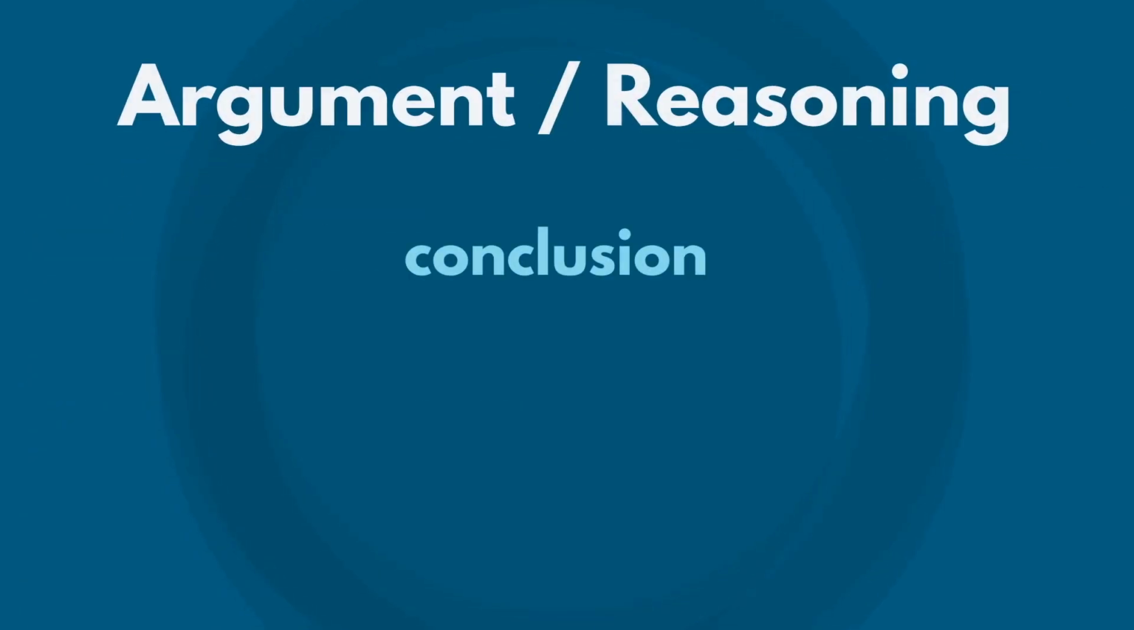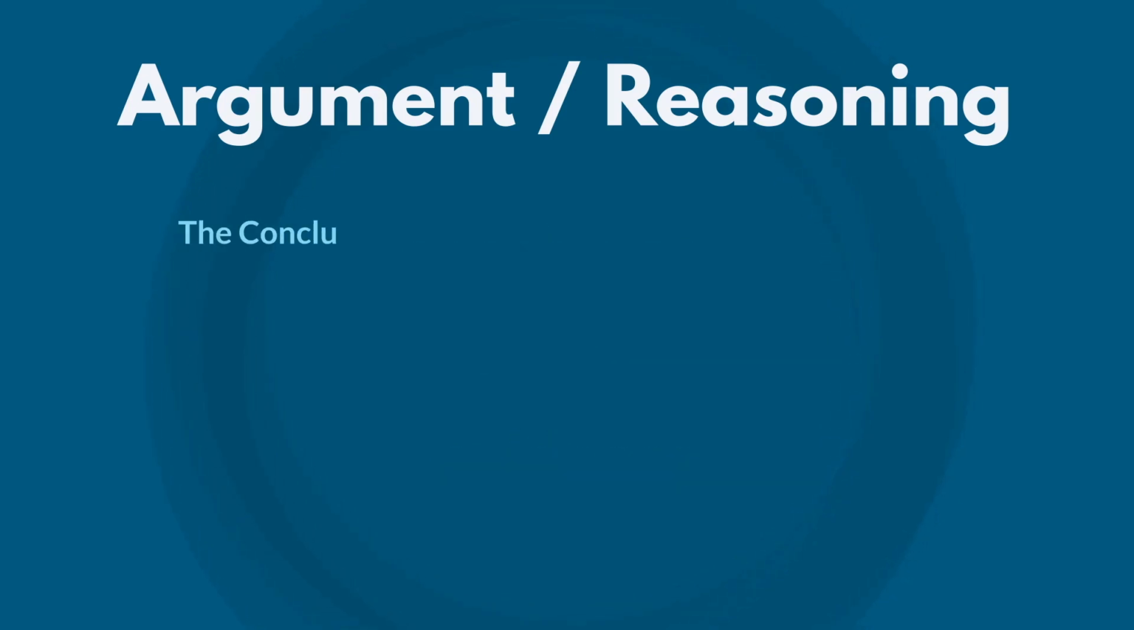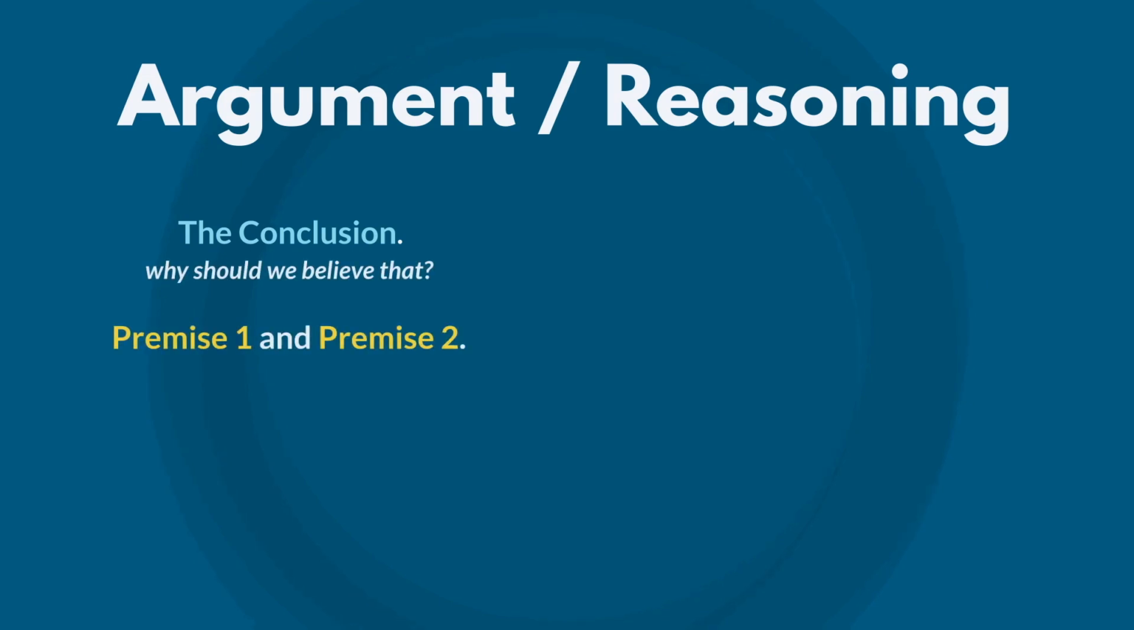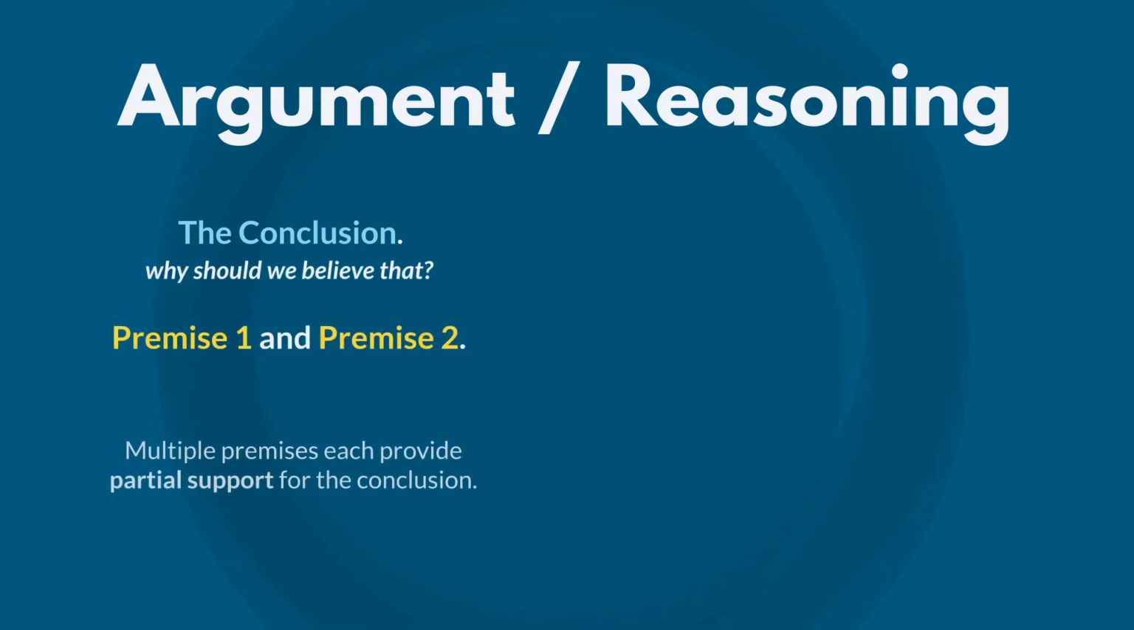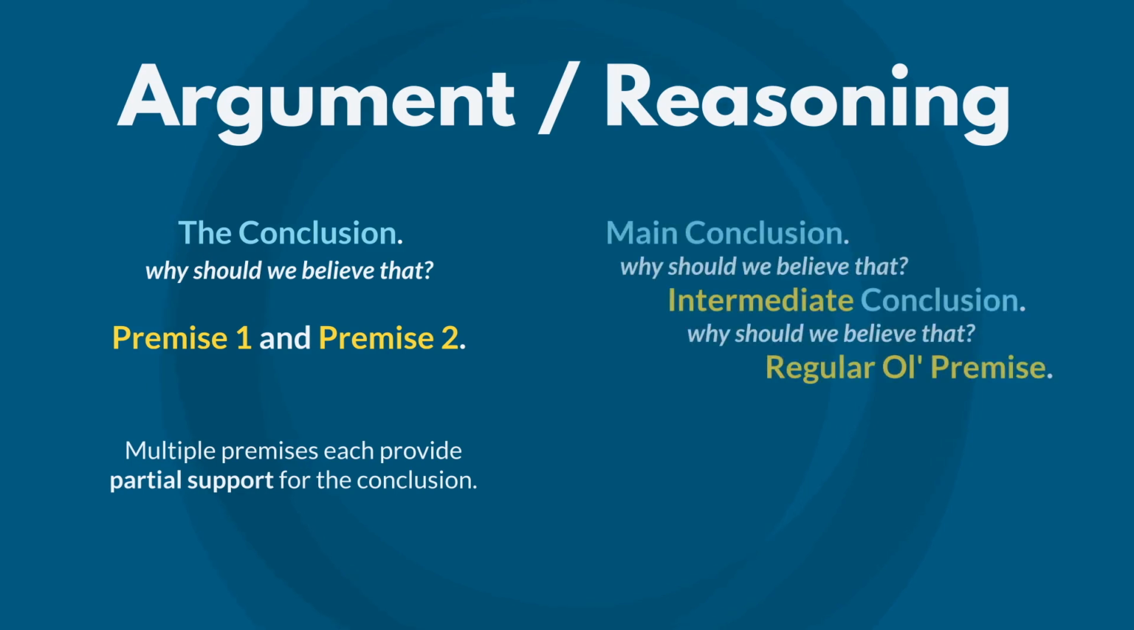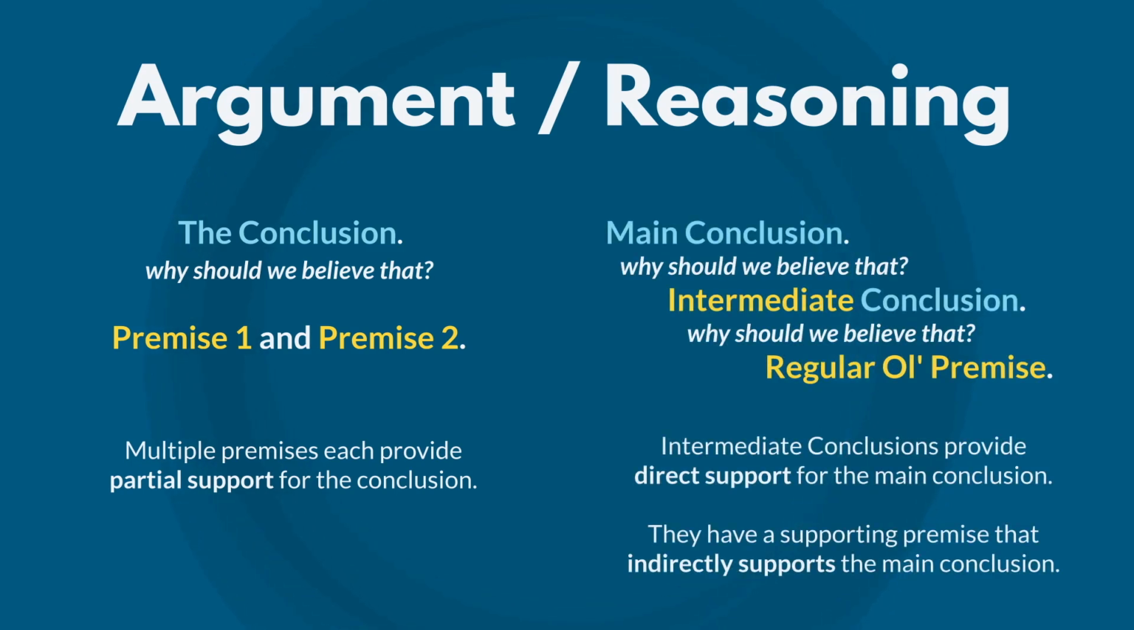Let's have another recap. Arguments and reasoning mean the same thing: a conclusion that's supported by evidence. Some arguments are going to have multiple premises that just independently provide direct support for that conclusion. We can call it partial support, direct support, those both apply. Other arguments will have subsidiary conclusions along the way. The intermediate conclusion directly supports the main one, the premise indirectly supports the main conclusion.